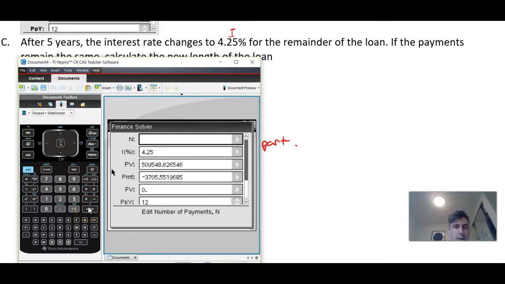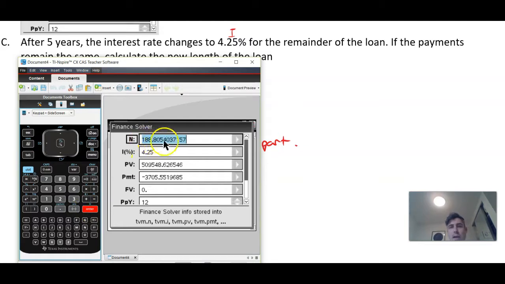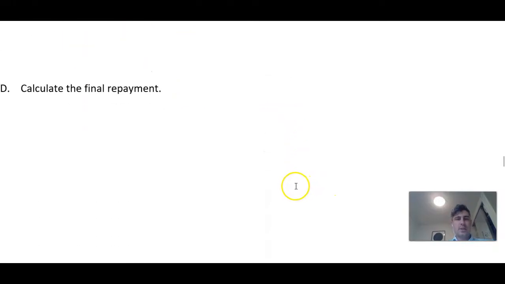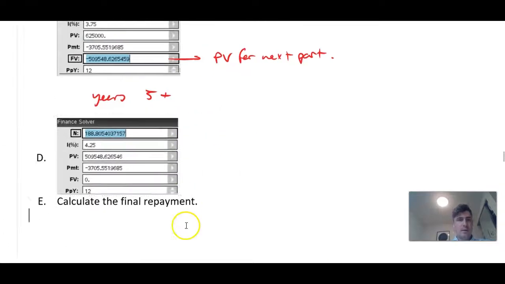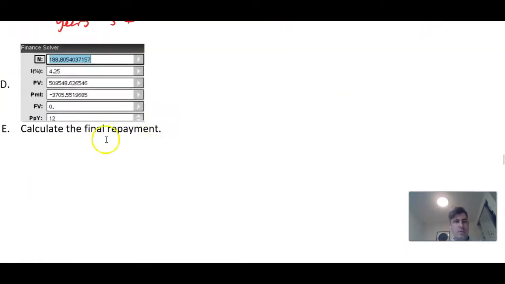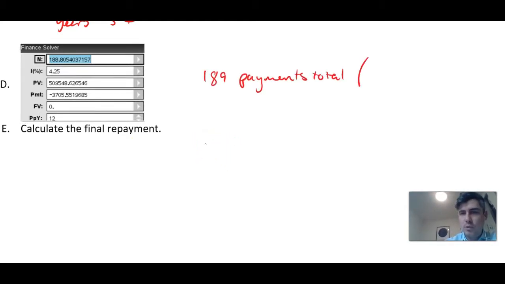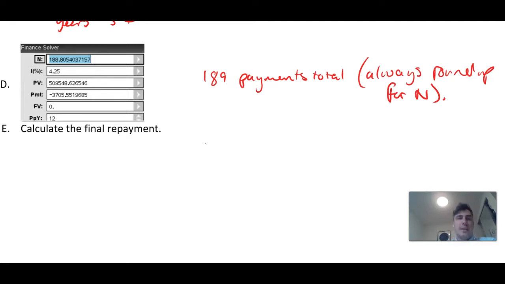If we hit enter here, this will tell us that there's 188.8 payments. Now that can't be. You can't make 0.8 of a payment. You have to make a whole number. So actually there's going to be 189 payments. It's just the final payment will not be very much. Okay, now we're calculating the final payment. If that was 189 payments total, because you always round up for N, then calculate the final repayment.